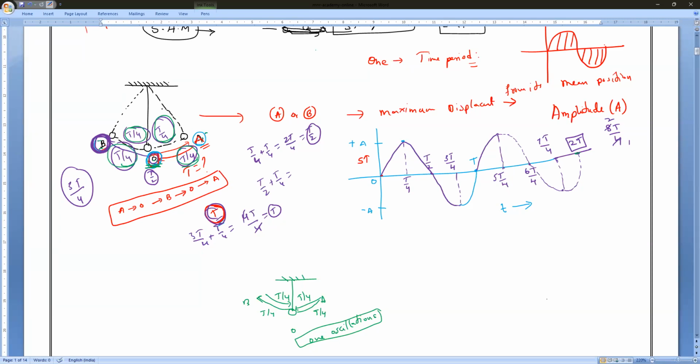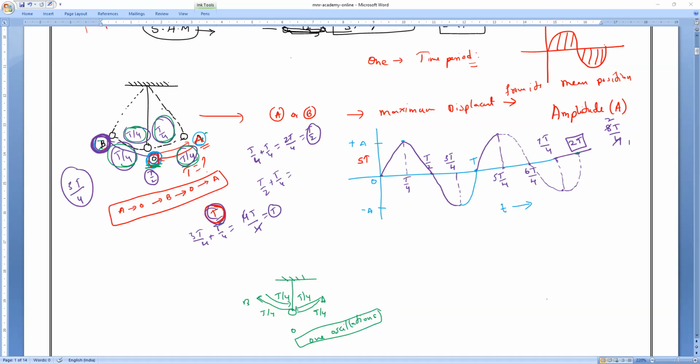Then only we can say how many oscillations? One. Only then can we say it is one oscillation.